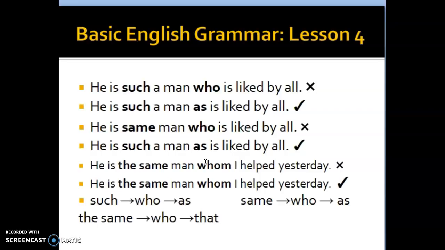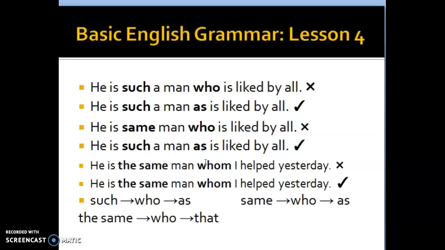He is such a man as is liked by all. So when such is followed by a WH word, we should replace the WH word with as. Let's move to the next sentence. He is same man who is liked by all. The same rule applies here. When the word same appears and is followed by a WH word, we have to remove that WH word and use as. So such and same, these two words follow the same rule. Whenever a WH word appears after such or same, we remove the WH word and use as.